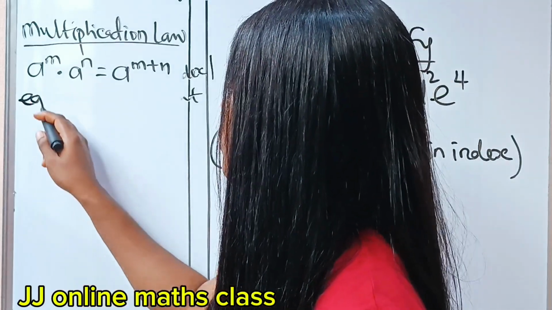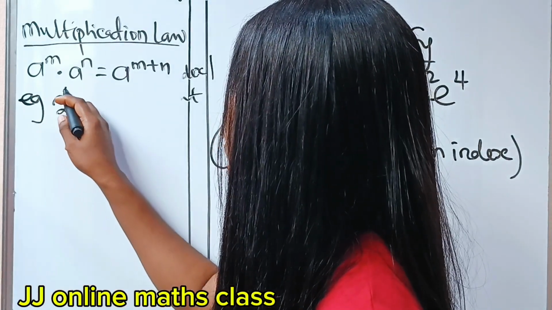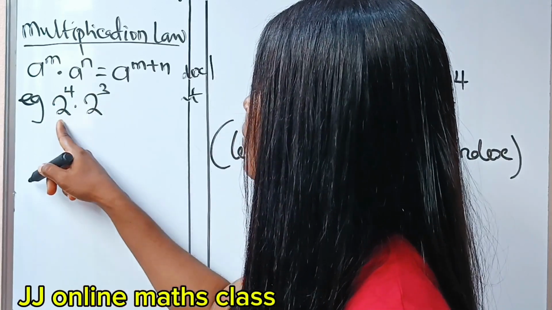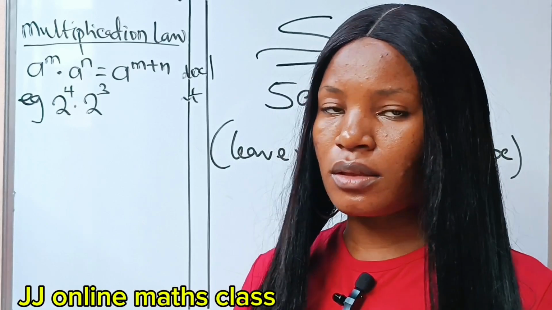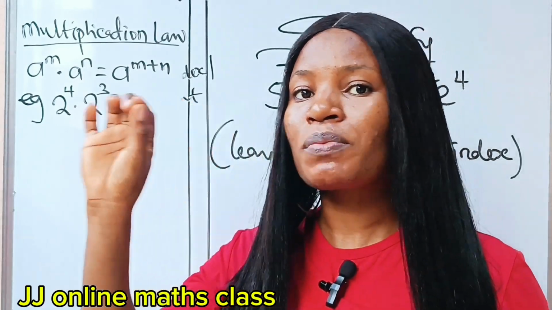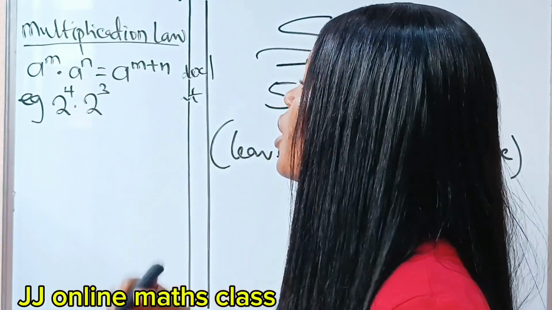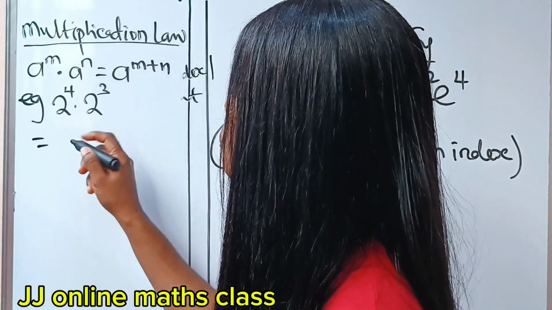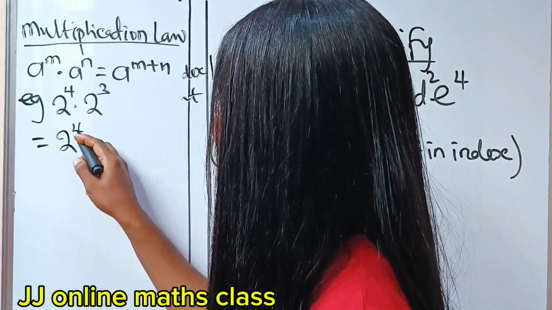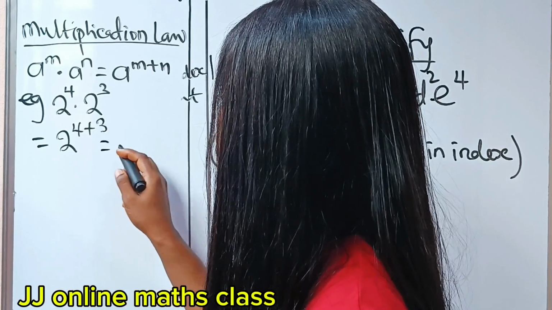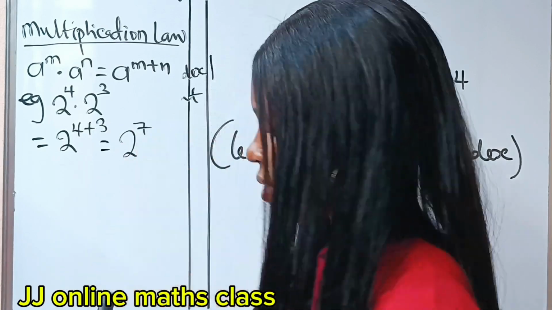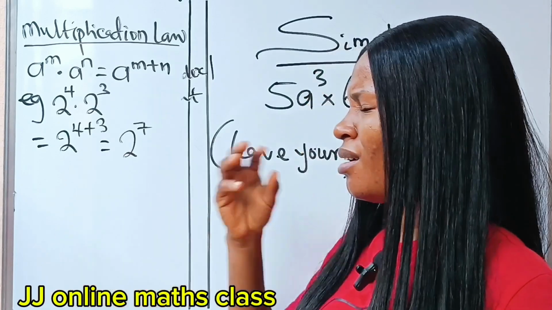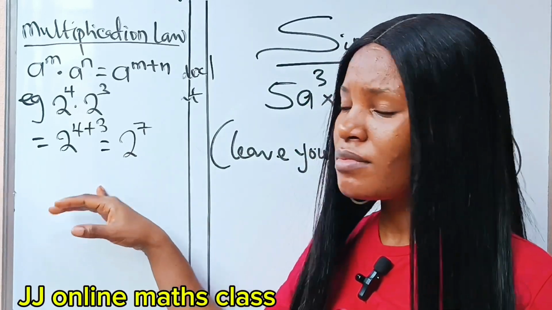For example, you have 2 to the power of 4 multiplied by 2 to the power of 3. Now we have the same base and they are multiplying. Note, there must be multiplication. So all you need to do according to this particular law is that you pick one of the bases and then you add the powers. So your solution will be 2 to the power of 7 if you are asked to leave your answer in index form.